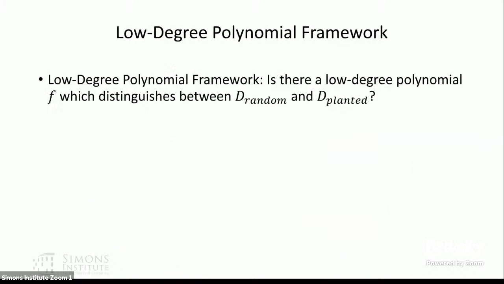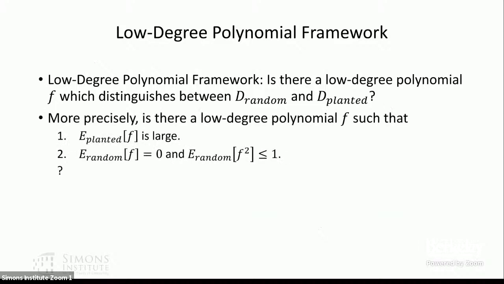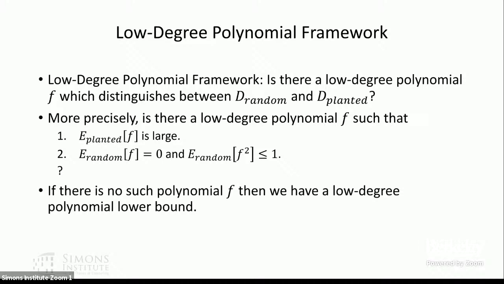Okay. So anyways, in the low degree polynomial framework, we ask: is there a low degree polynomial which distinguishes between the two distributions? More precisely, is there a low degree polynomial f such that the expected value over the planted distribution is large, but the expected value over the random distribution is 0, and the variance is at most 1? And if so, then we have a low degree polynomial lower bound.